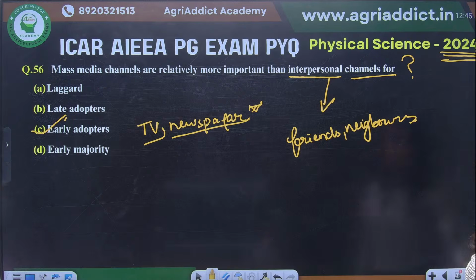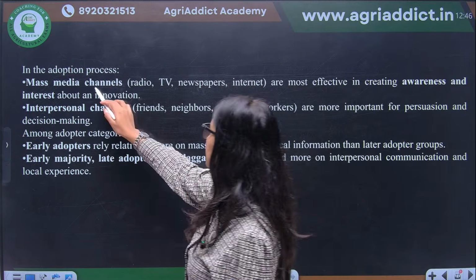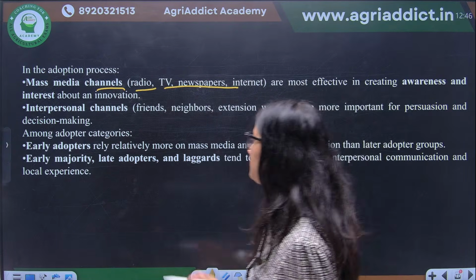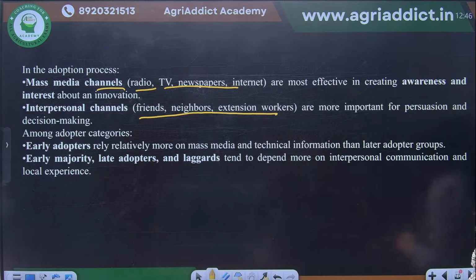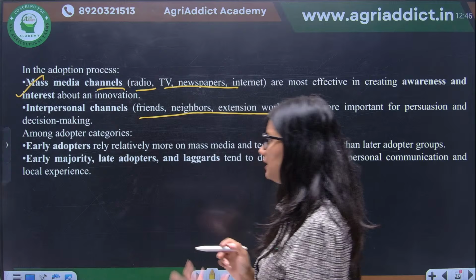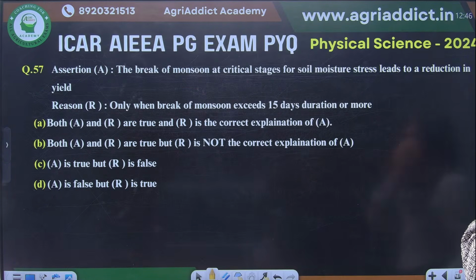Okay, so let's move to the next one. I have written here also, this is the mass media channel: radio, TV, newspaper. ये हमारा mass media में आता है और interpersonal में friend, neighbor, extension worker आते हैं। और early adopters हमेशा क्या करते हैं? They are using mass media and the rest are using interpersonal channels. Correct? So let's move to the next one.